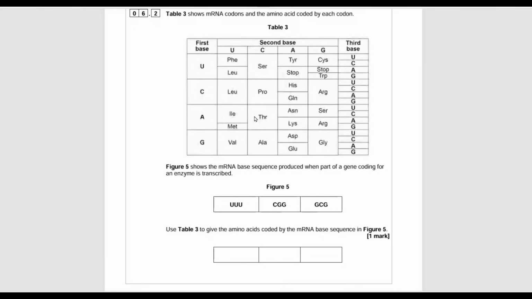Okay, so let's have a look. We've got UUU, CGG, and GCG, and we need to work out what these are and stick them in these blank boxes. Let's do it now, folks. Looking at the first one, you circle the first U, so the amino acid is found in this row. Then we look at the second base, which is also U, so it has to be in this column. So it's got to be PHE or LEU. Now we draw a line across, and it has to be PHE because that third base is in line with that. So our first amino acid is PHE.